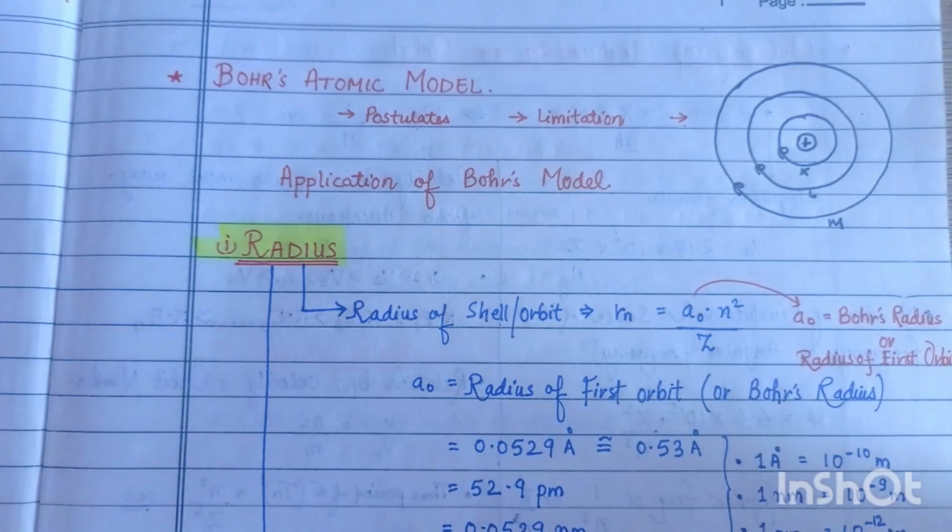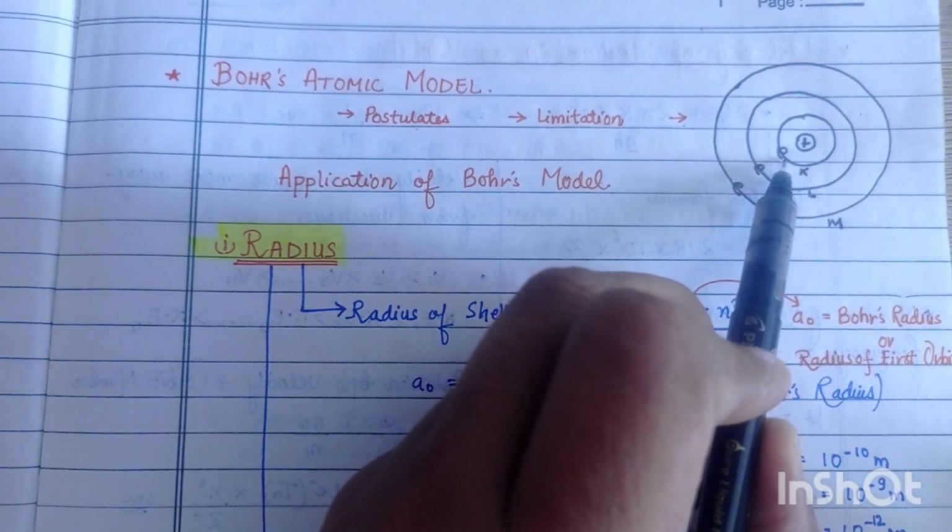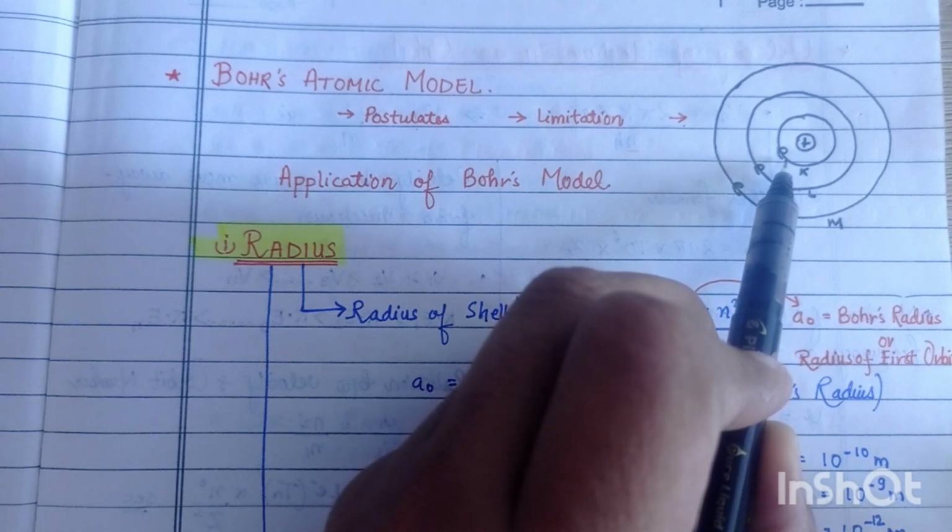This word, stationary orbit, is a little confusing. Remember, it doesn't mean that the electrons are at rest. Electrons are continuously moving. Even in lower classes you learned that all matter particles are continuously moving. And another point: as long as the electron keeps revolving in a fixed circular path, that is, in a particular orbit, the energy of the electron remains constant according to Bohr.